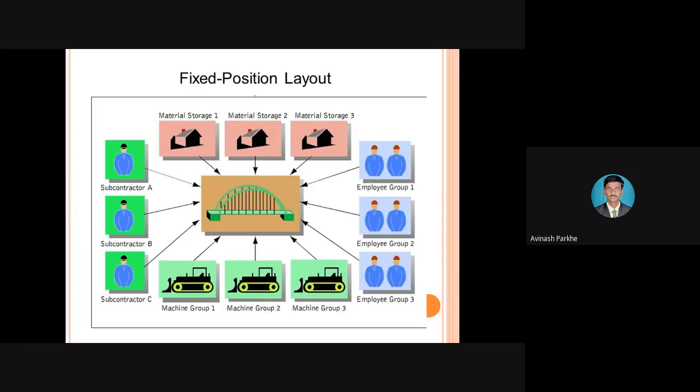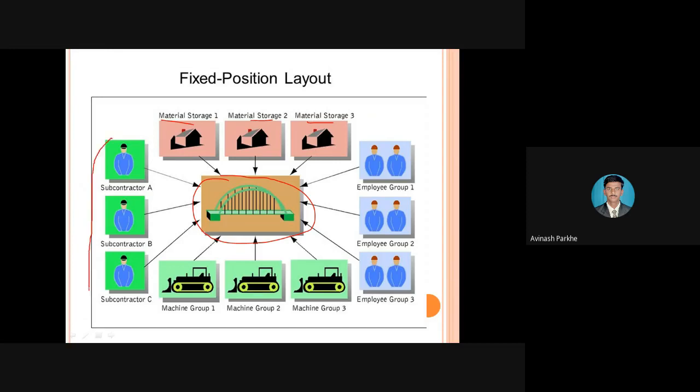Again, here you can see the second figure, in which I have to build a bridge. This is the construction part. Whatever inputs there are, for example, some material storage is required, so I have to store some cement and some steel materials. For that purpose, material storage 1, material storage 2 and material storage 3 are located near to that particular bridge location only.